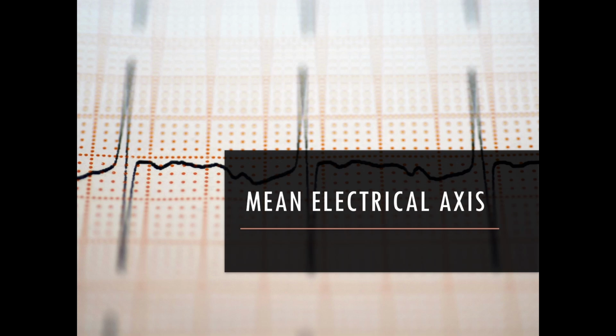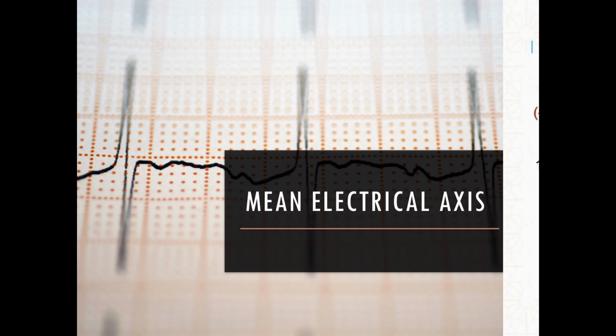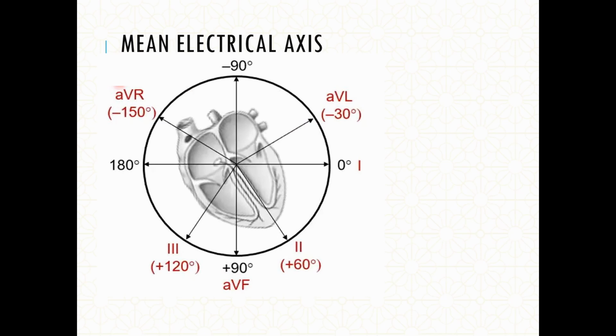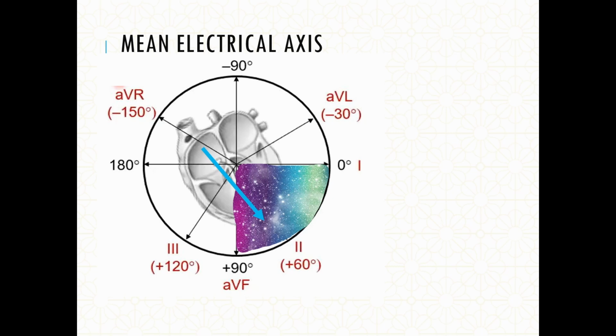Our mean electrical axis is the overall general direction that most of the electrical activity in the heart is traveling. Normally we expect that to be about where lead 2 is, going down towards the apex of the heart. We would call this a normal axis deviation because it's landed in this bottom right quarter of our circle.